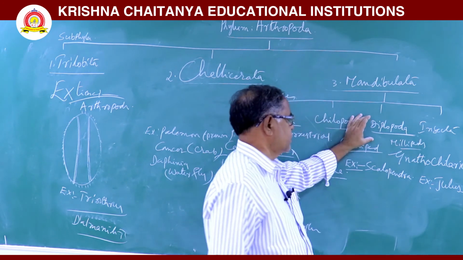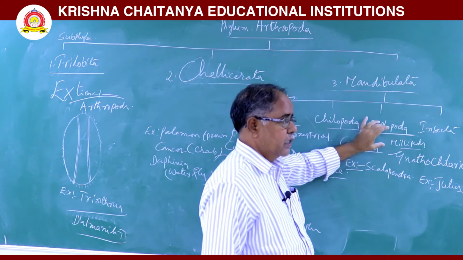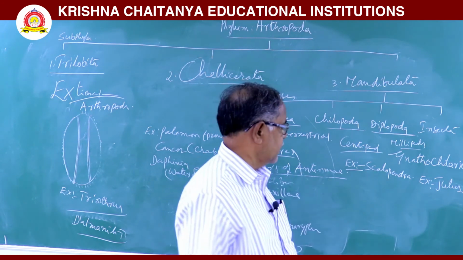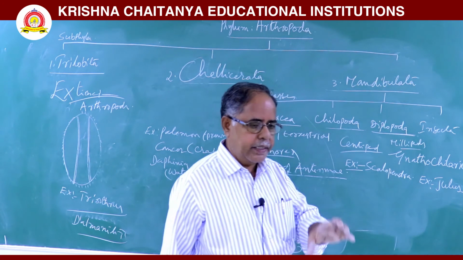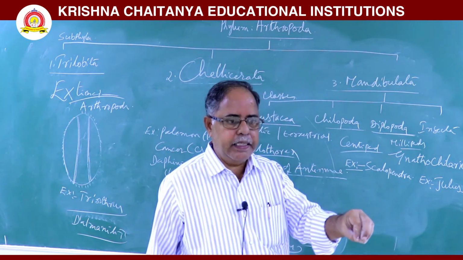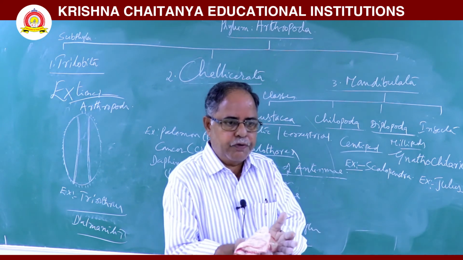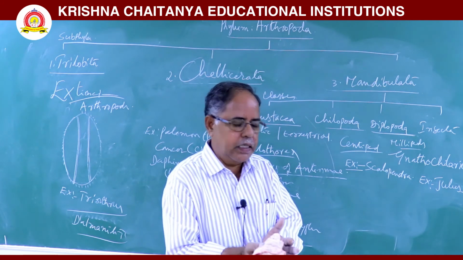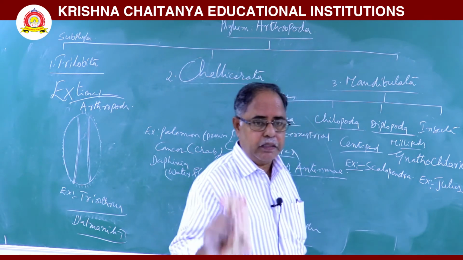The animals which belong to class Diplopoda are generally called millipedes. They are terrestrial. They take decaying plant material. The body is divided into two parts: head and trunk. The head bears paired antennae, paired mandibles, and paired maxillae. Two maxillae are fused and form a gnathochilarium.